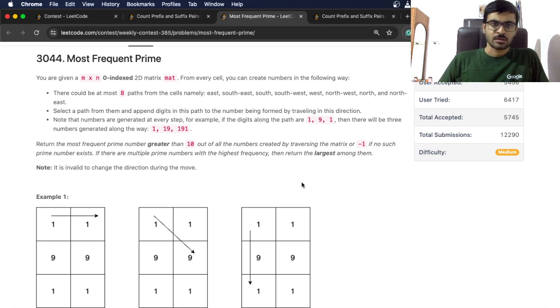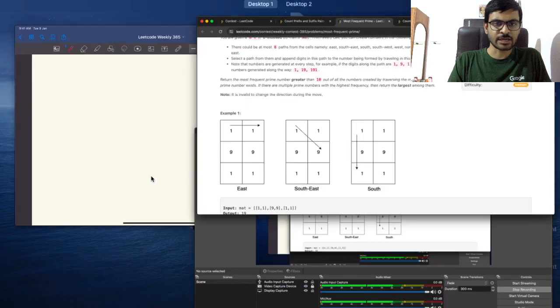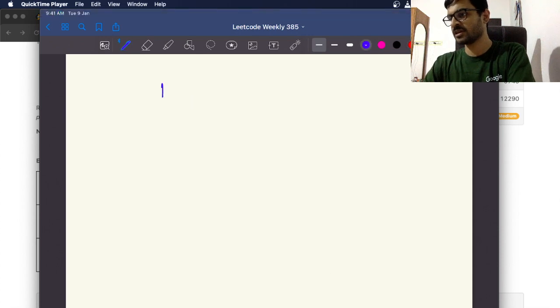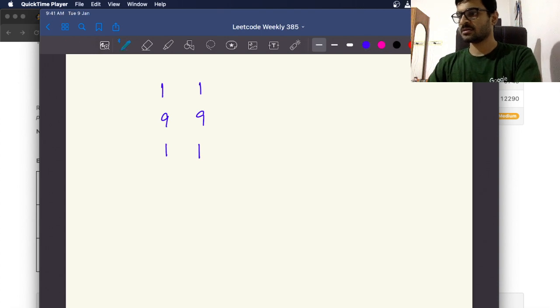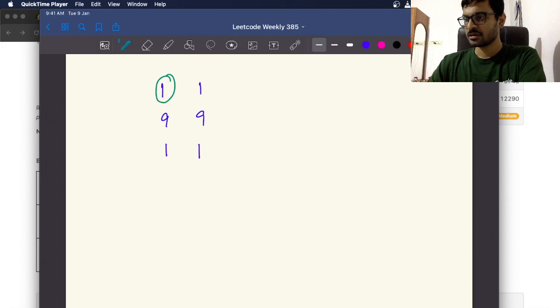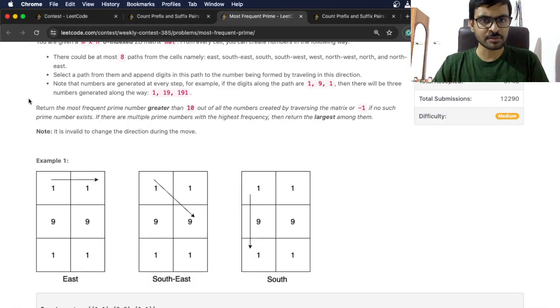Okay. So let us look at this particular example, 119911. So if I start from the top left, and if I plan to go to the right, I get 11. So 11, yes, it is a prime number. I'll count it. If I go towards the bottom, I get 19 and 191. I believe both are prime numbers.